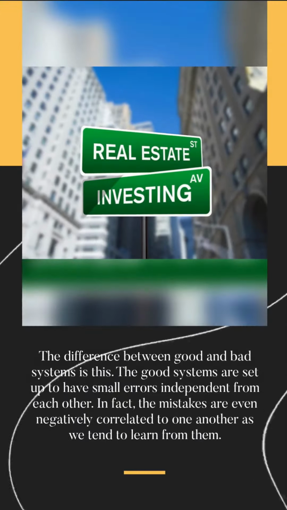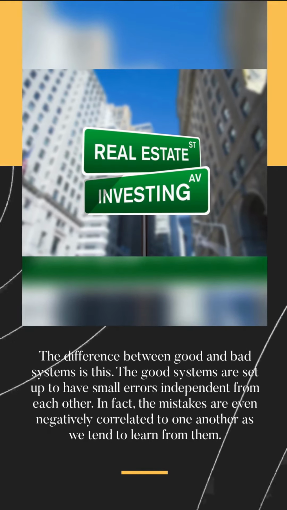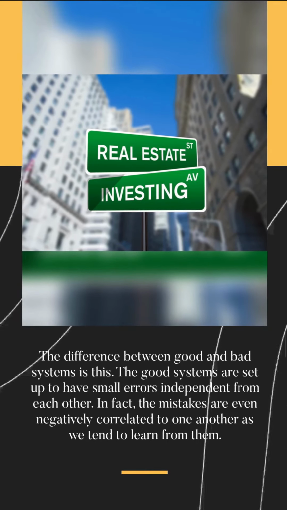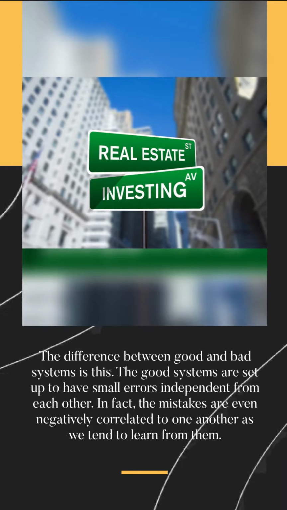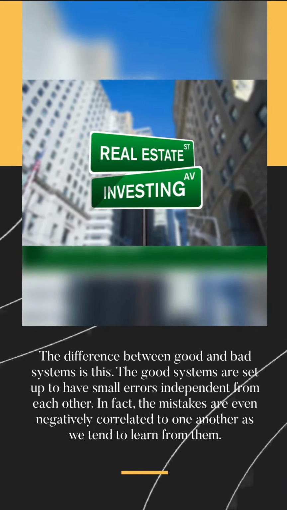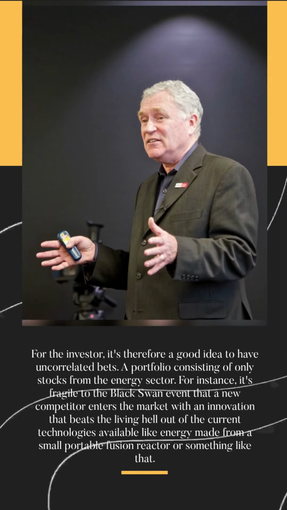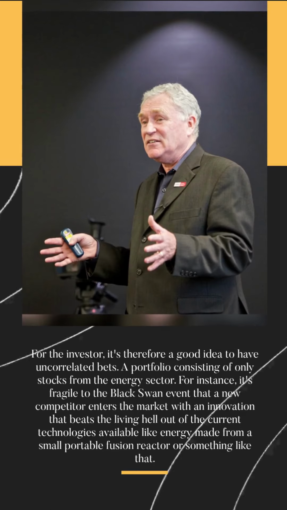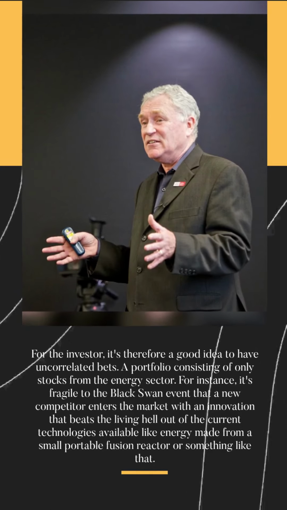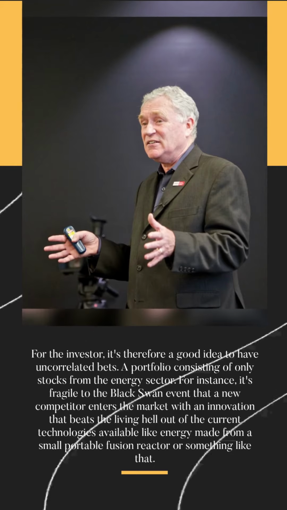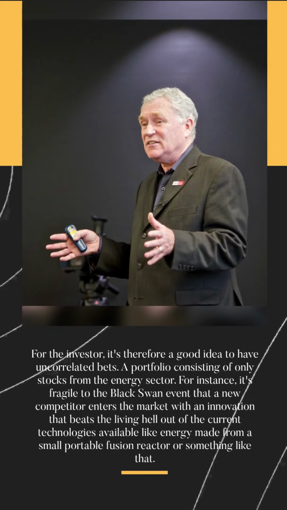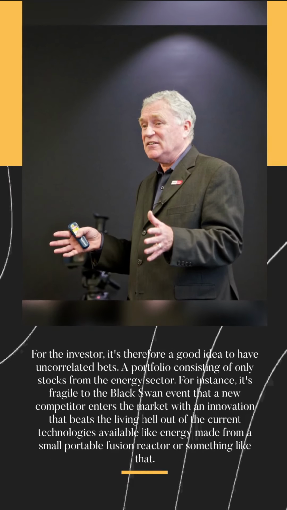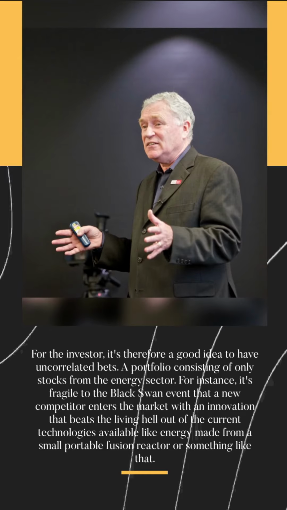The difference between good and bad systems is this. The good systems are set up to have small errors, independent from each other. In fact, the mistakes are even negatively correlated to one another as we tend to learn from them. For the investor, it's therefore a good idea to have uncorrelated bets. A portfolio consisting of only stocks from the energy sector, for instance, is fragile to the black swan event that a new competitor enters the market with an innovation that beats the living hell out of the current technologies available, like energy made from a small portable fusion reactor or something like that.